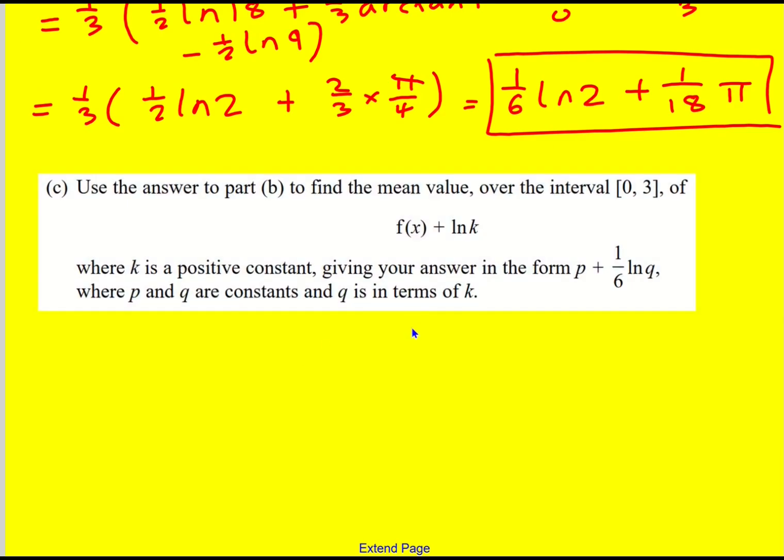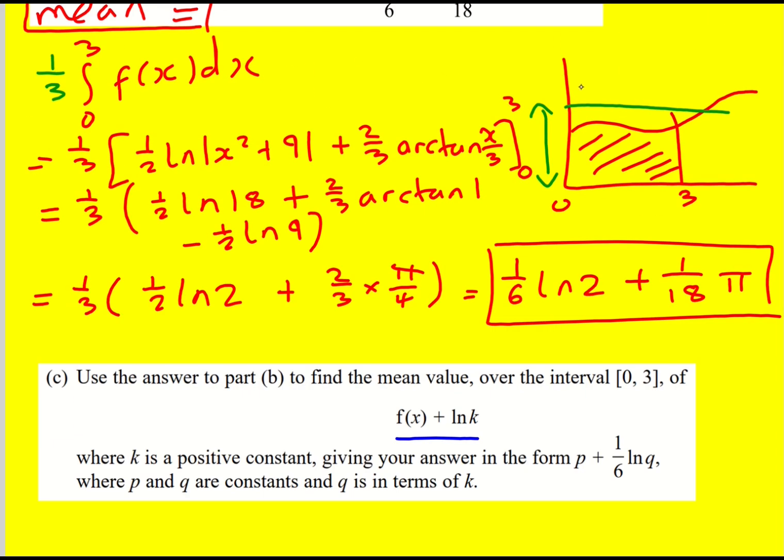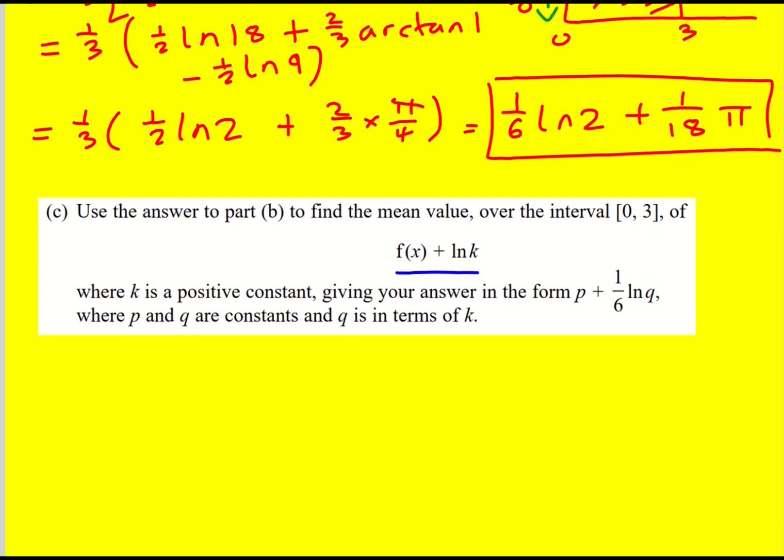Use your answer to part B to find the mean value over 0 to 3 again of this function. So we have taken the function and we've just added ln k to every single value. It's a translation. And what's going to happen is the mean value is also going to be translated by that exact amount. If you think about finding the mean value of a group of people and then getting them to stand on a table that's 1 meter high, all of their heights above the ground go up by 1, and therefore the mean height also goes up by 1. That's what's happening here with our function.